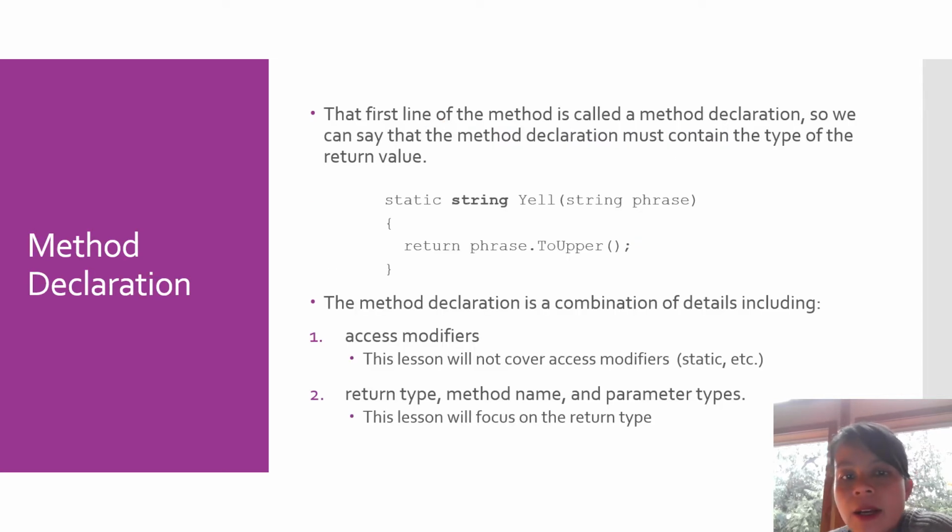So the first line of the method is called a method declaration. The method declaration must contain the type of the return value, which is string in this case. The method declaration is a combination of details including the access modifiers, like static, and so on. But this lesson is not going to cover the access modifiers, so we'll worry about that in later lessons. It should also have the return type, which is string, the method name, which is yell, and the parameter types. This lesson is going to focus on the return type.